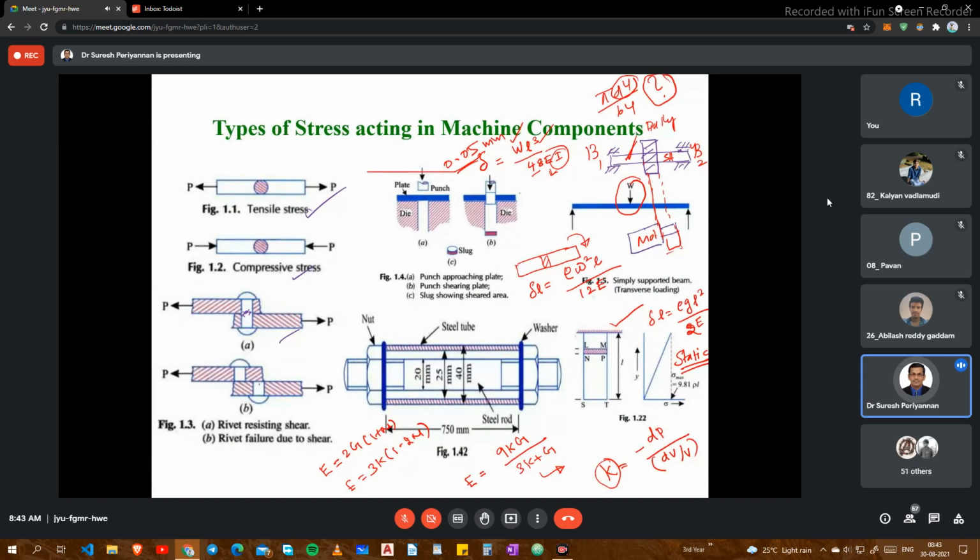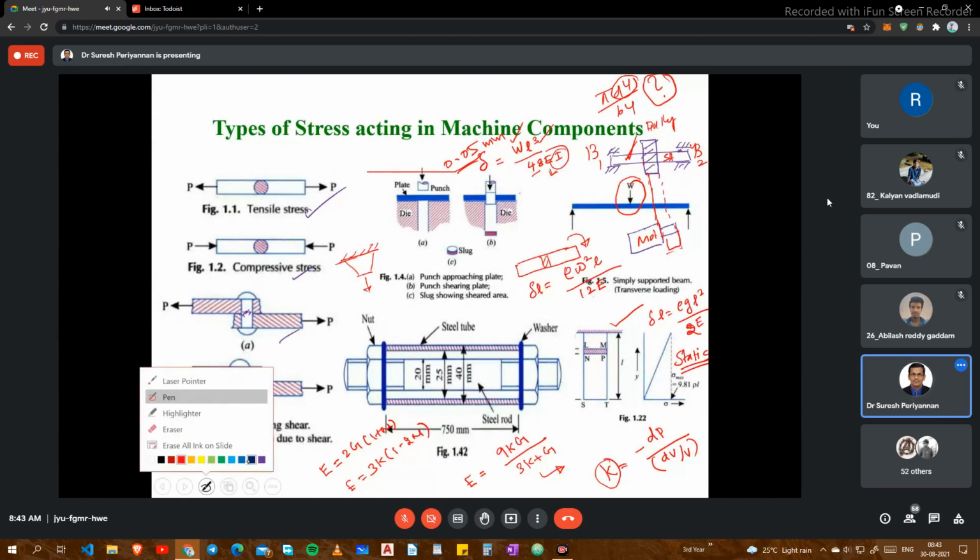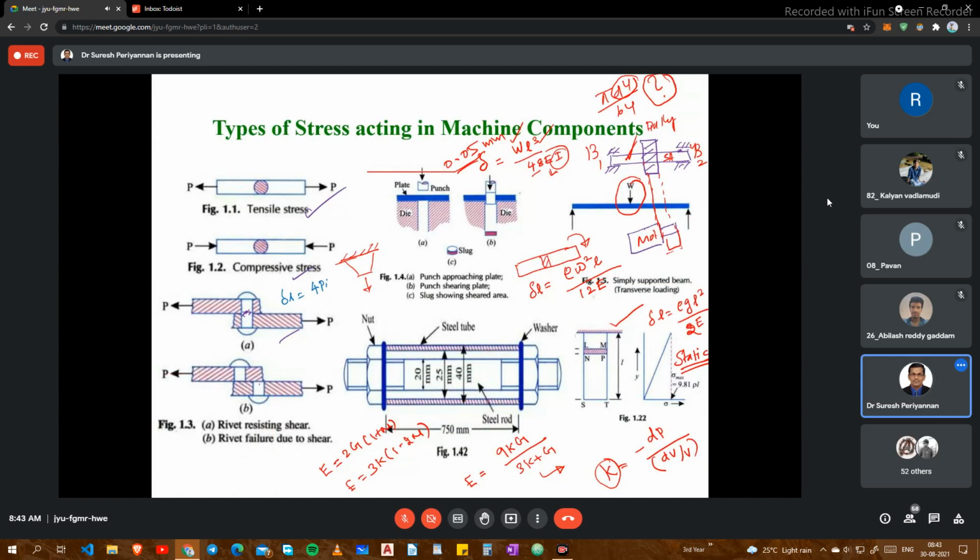Now the elongation of the tapered bar. The bar is now a tapered bar subjected to axial load. What is the elongation? Delta L is equal to 4 P L divided by pi E d1 d2. Okay, now I come to this.